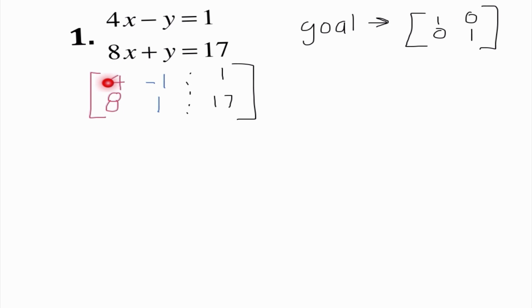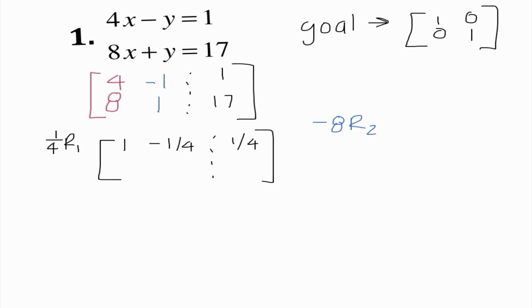So looking at this, I need to think, how can I make a 4 into a 1? And the way that I'm going to do that is by multiplying by 1/4. The significance of 1/4 is that it is the reciprocal of 4. When I multiply row 1 by 1/4, I get 1, -1/4, and 1/4. Now I want to turn this 8 into a 0, so I'm thinking if I added -8 to 8, that would help me out. So I'm going to do -8 times row 1.